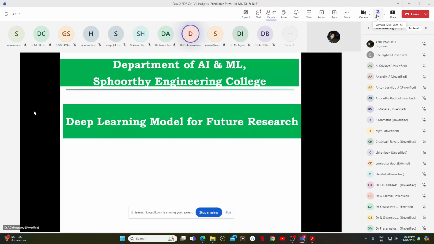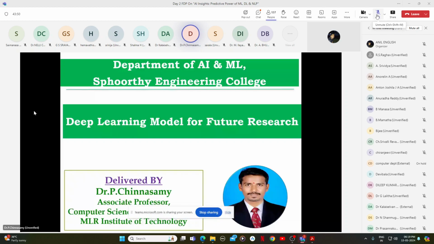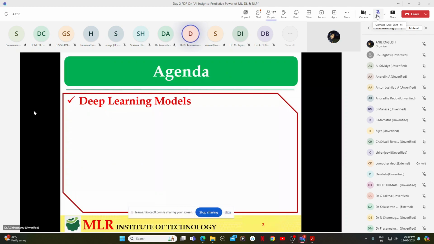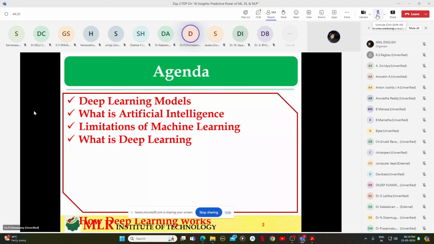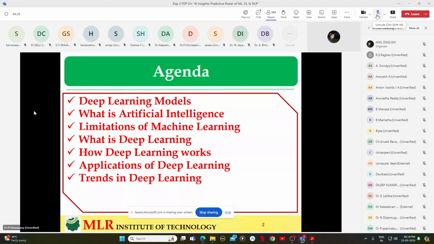Today's topic is deep learning models for future research. I am Dr. P. Chinnaswamy, working as an associate professor in the Department of Computer Science Engineering at MLR Institute of Technology. The agenda for today's session is: what is meant by deep learning models? What is artificial intelligence? What are the limitations of machine learning, that is, why do we want to go for deep learning? What is the definition of deep learning in terms of ML? How will deep learning models work? What are the applications of deep learning? What are the recent trends in deep learning? We also have use cases with the help of deep learning. And what are the tools for deep learning?